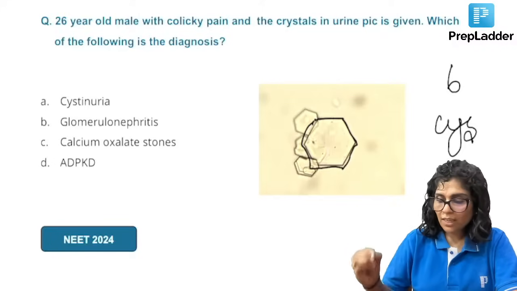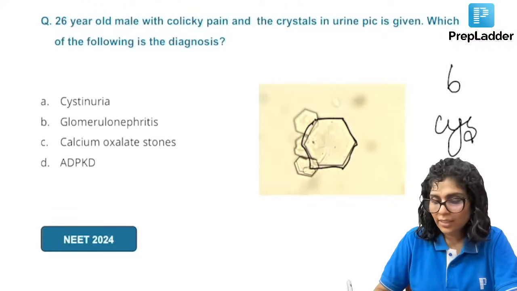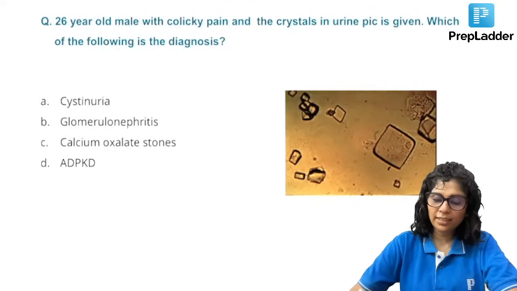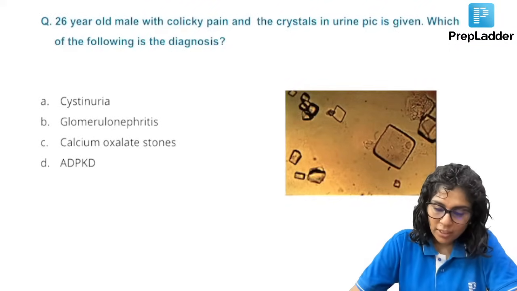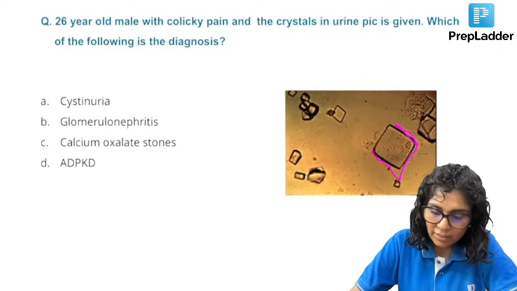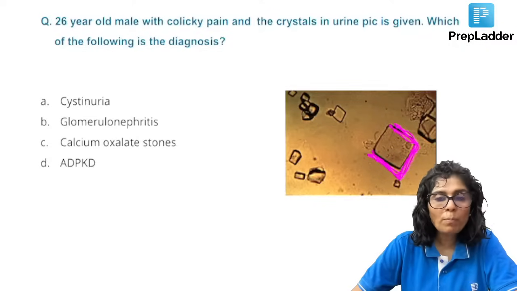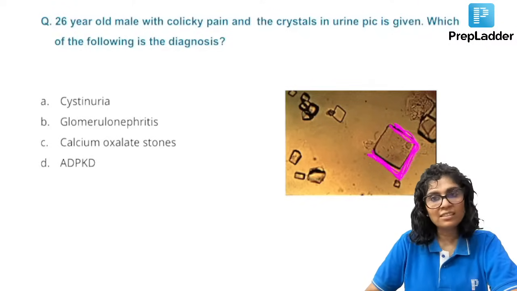What if you see a rhomboid crystal like this? In rhomboid, do you see U here? Right? In rhomboid, you see U. U stands for urate crystals. So rhomboid crystals are urate crystals.